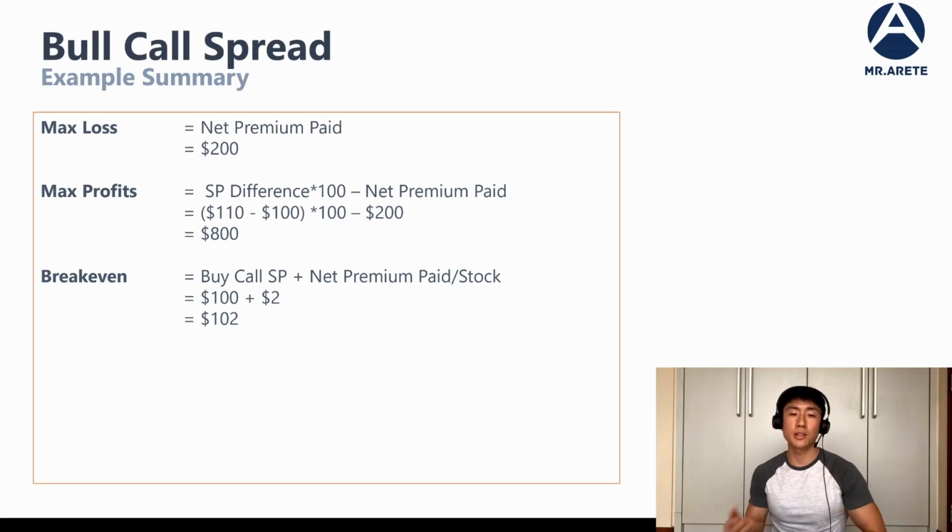Your break-even price will be simply your buy call strike price plus the overall net premiums that you paid per stock, and that will be $100 plus $2, which is $102.